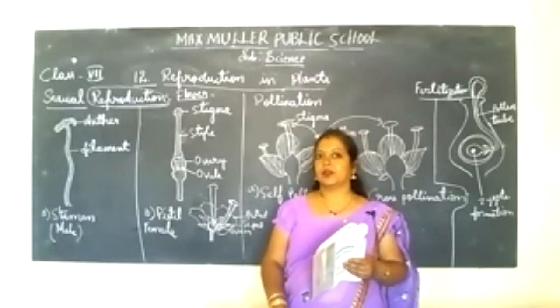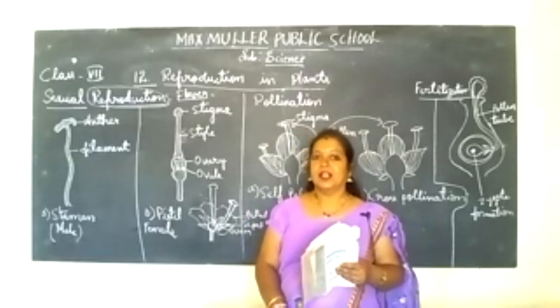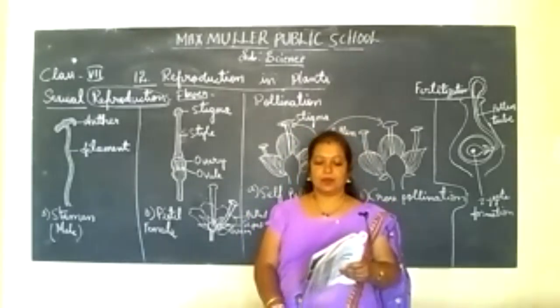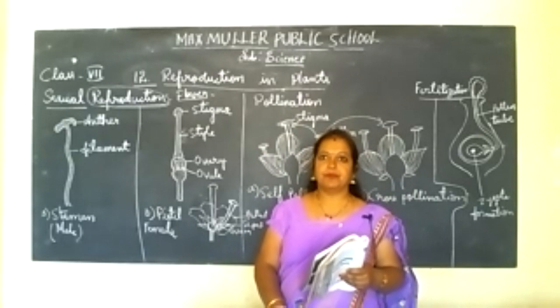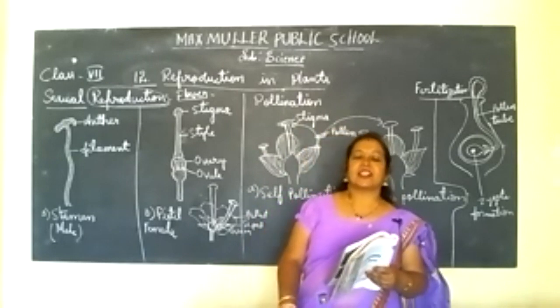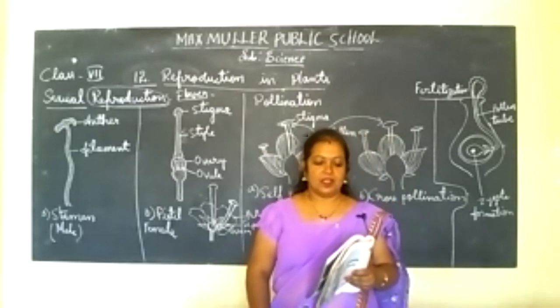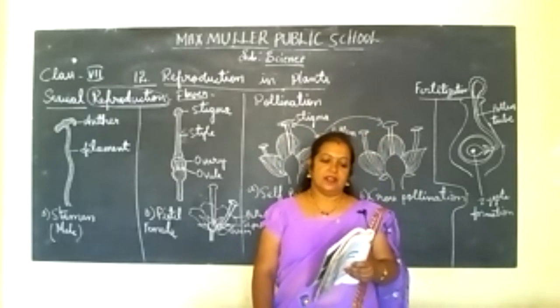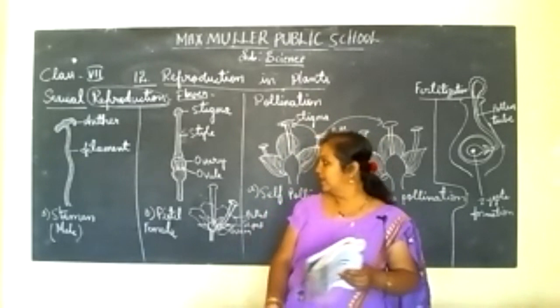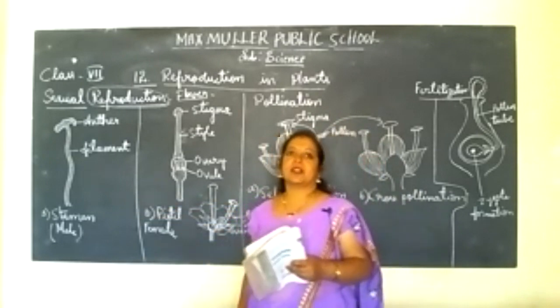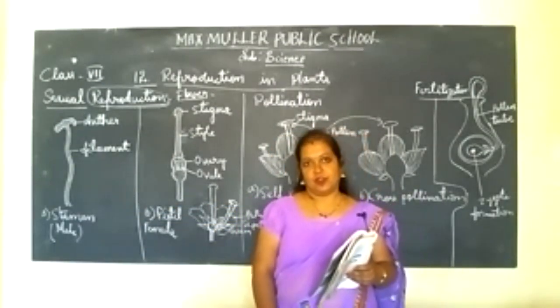Now, I told you to take the hibiscus flower. There are a few examples given here: take mustard, China rose, or petunia flower. China rose is nothing but hibiscus. Take a mustard flower, China rose flower or petunia flower, any one, and separate its reproductive parts. Reproductive parts mean the stamen and pistil.